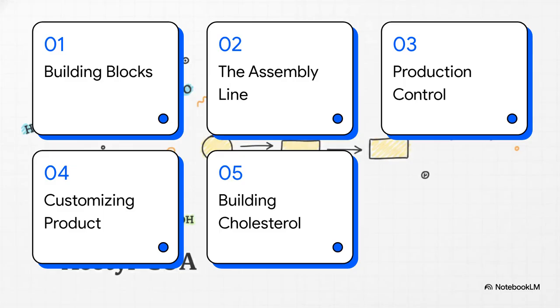So here's our game plan. We'll kick things off with the basic raw materials. Then we'll take a tour of the assembly line to see exactly how a fatty acid gets built, step by step. After that, we'll check out the critical on-off switches that control the whole operation, and see how the final products can be customized. And to wrap it all up, we'll see how that same process gets cleverly adapted to build one of biology's most famous molecules, cholesterol.